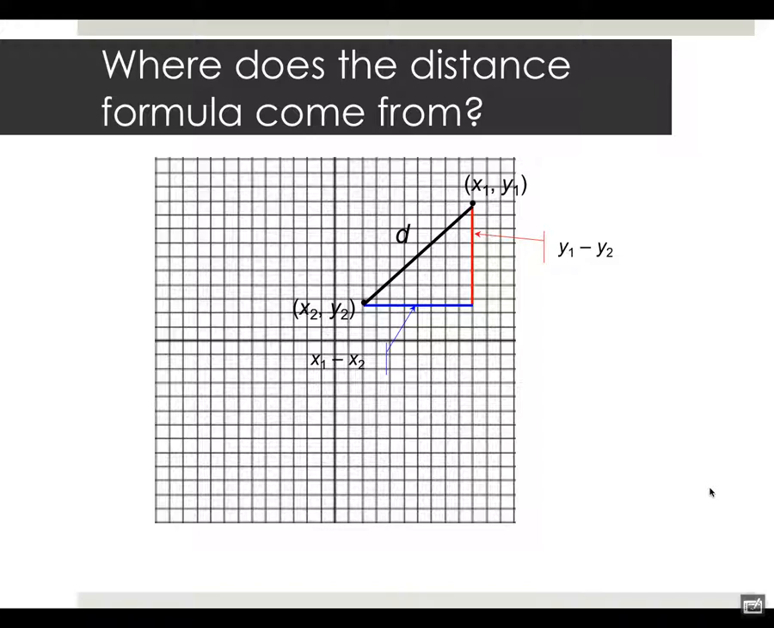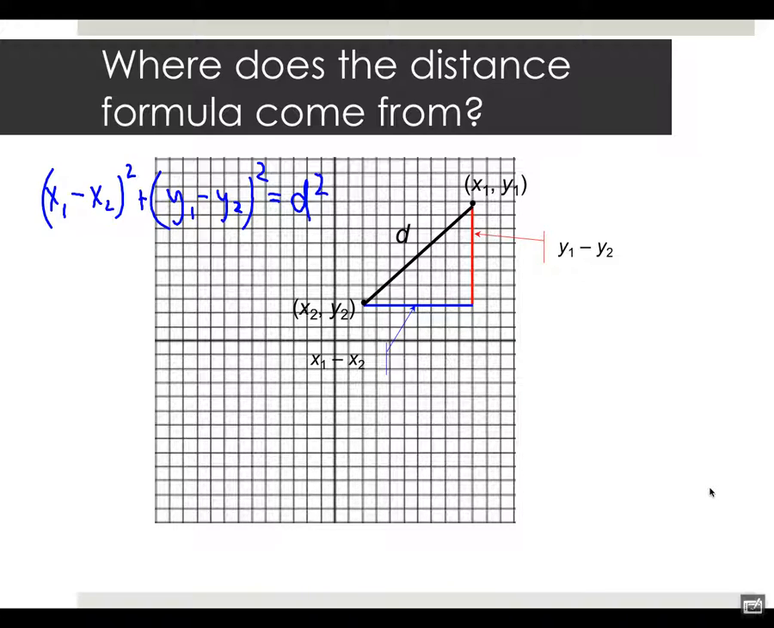If I apply the Pythagorean theorem here, I get one leg squared, we'll do that one, (x1 minus x2) quantity squared, plus the other leg squared, (y1 minus y2) quantity squared, and that has to equal the hypotenuse squared. Do I lose anybody? We good? But notice I don't want to know what d squared is, I want to know what d is, so how do I get d by itself?